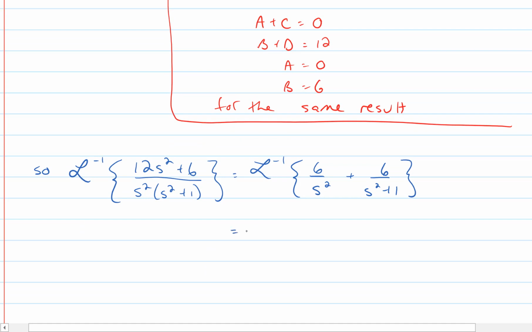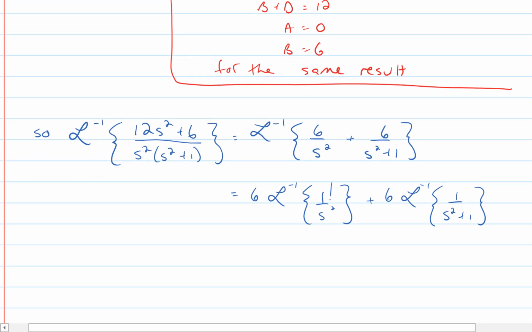Honestly, if you're comfortable, you can just write down the final answer, but let's do the extra step. It's 6 times the inverse Laplace transform of 1 over s squared, which is the same as 1 factorial, plus 6 times the inverse Laplace transform of 1 over s squared plus 1. And that just gives us, using the Laplace transforms table, 6t plus 6 sin t. And that's it.